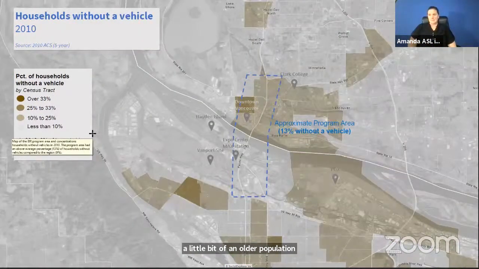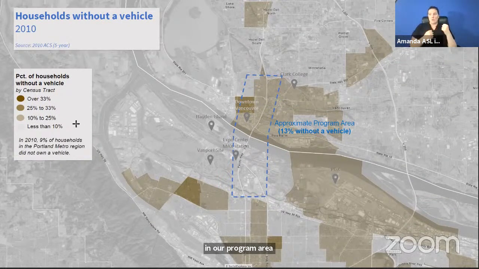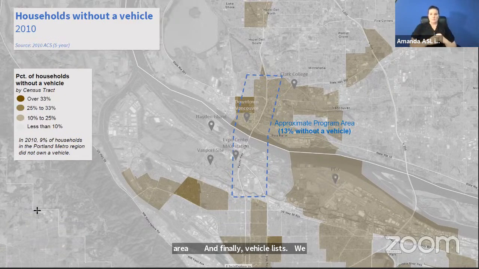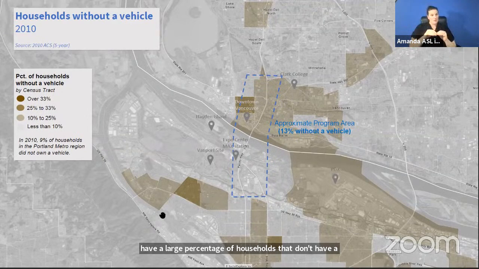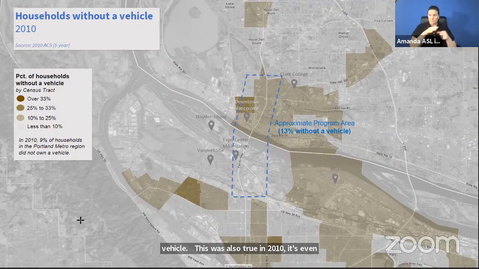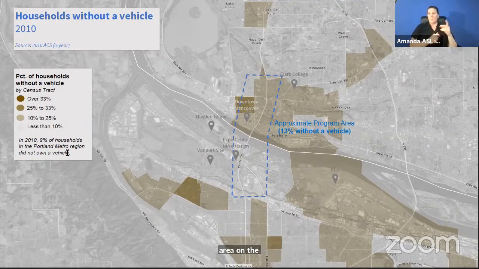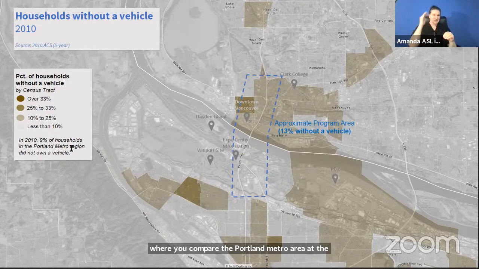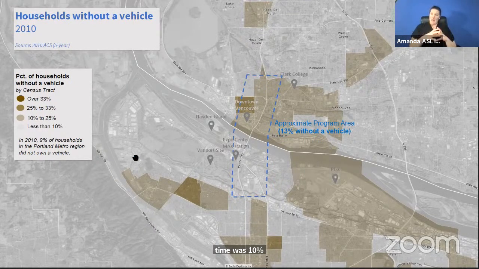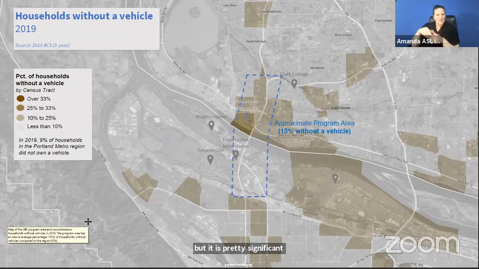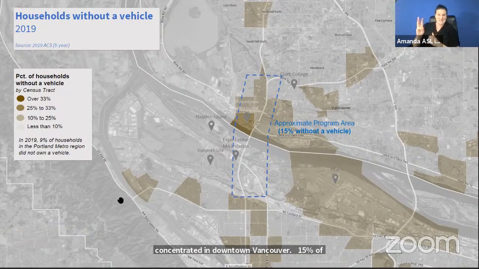Then finally, vehicle-less households. So I showed you in 2019, we have a large percentage of households that don't have a vehicle. This was also true in 2010, but it's even more so today. So in 2010, you see that there's a concentration around the program area on the Washington side, where you compare the Portland metro region at the time was 9% had 0 vehicles, but the program area had 13%, which might not seem like a lot, but in terms of actual thousands of people, it is pretty significant. And then it's similar in 2019, particularly concentrated in downtown Vancouver, but 15% of households. So about 1 out of every, I think, 6 or 7 is what that means.